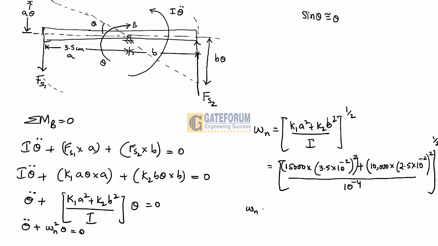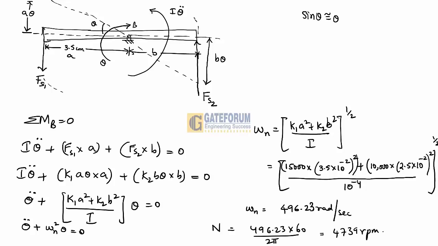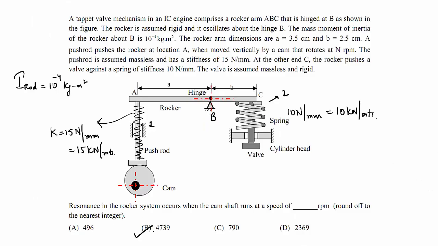So omega n here will be equal to 496.23 radians per second. So n will be equal to 496.23 into 60 divided by 2 pi, which is approximately 4,739 rpm. That is option B. This is the end of the question.